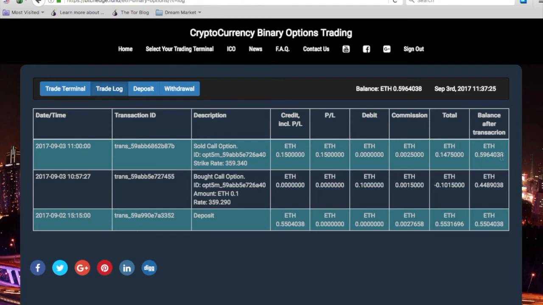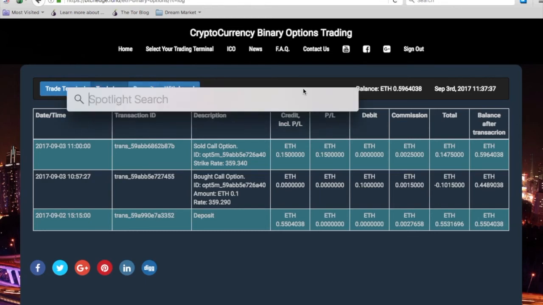Our trade log shows all entries, when we bought a contract, when we sold a contract, again, it's sold automatically at strike time. And it shows everything, the debit, the credit, the profit and loss, the commission, and the final balance.